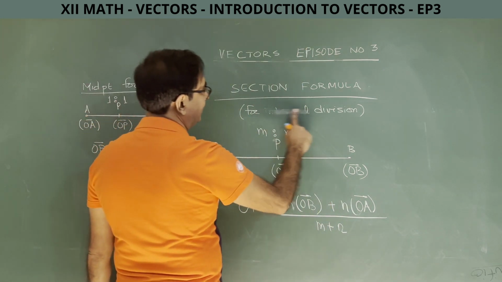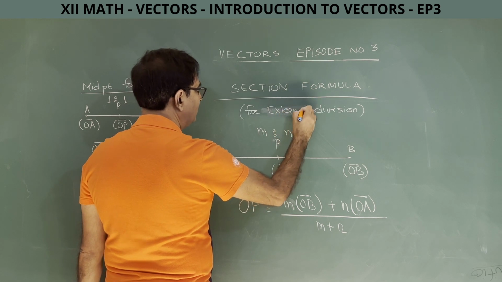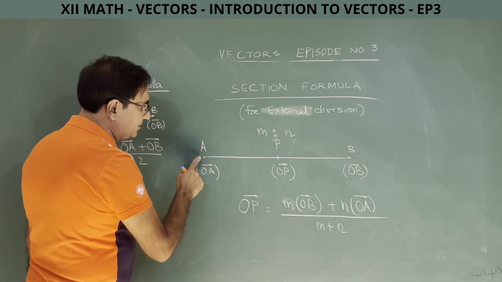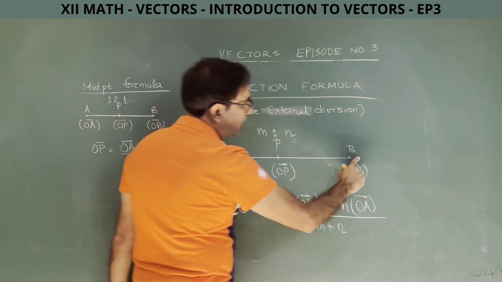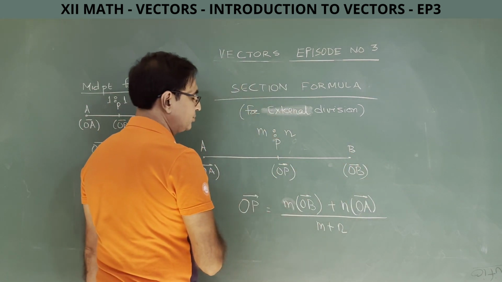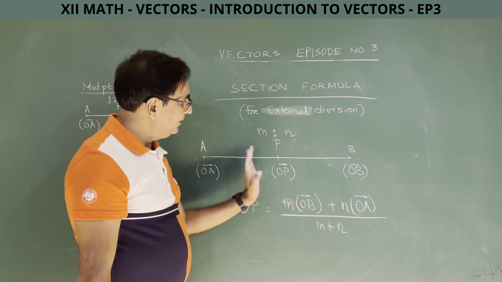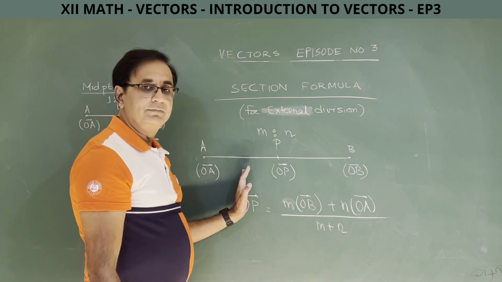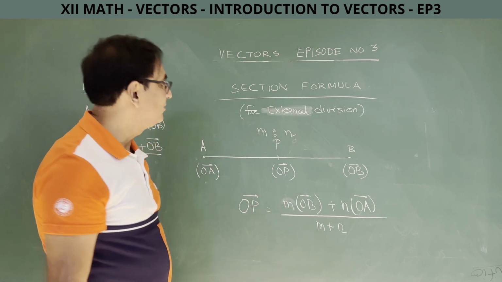Now for external division. In external division, P does not lie on AB. P lies before A or after B on the line AB produced. But for the sake of writing the formula, you can draw a diagram of internal division. Of course, it is a wrong diagram, but at least your formula will come out correct.